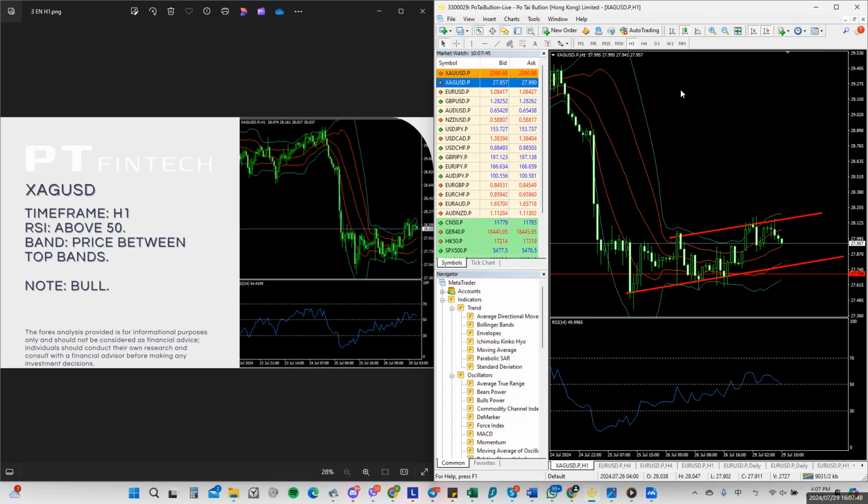Okay, so when it's at 50, we're expecting that the market is ranging. It's not going to be super prominent in terms of a trend. Now the bands, are prices between the top bands? No, not anymore. It's actually within the 1.0 deviation bands, which is more of a confirmation that it will be a ranging market for now, in line with RSI being at 50.